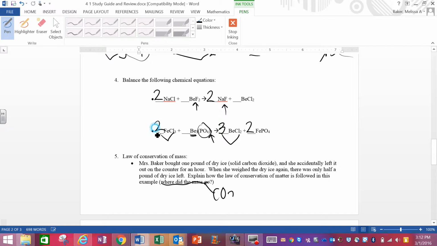The carbon dioxide molecules went into the air. They turned into a gas. And gas has mass. So just because now they're not on the scale doesn't mean that they disappeared.